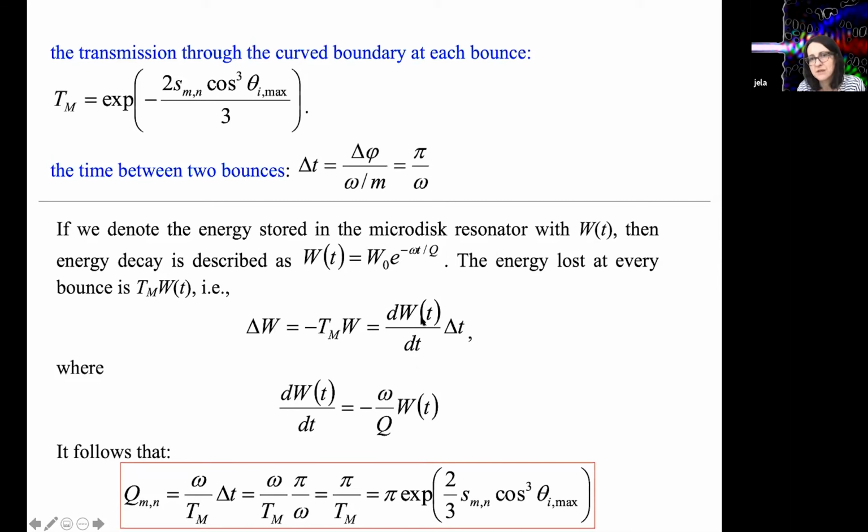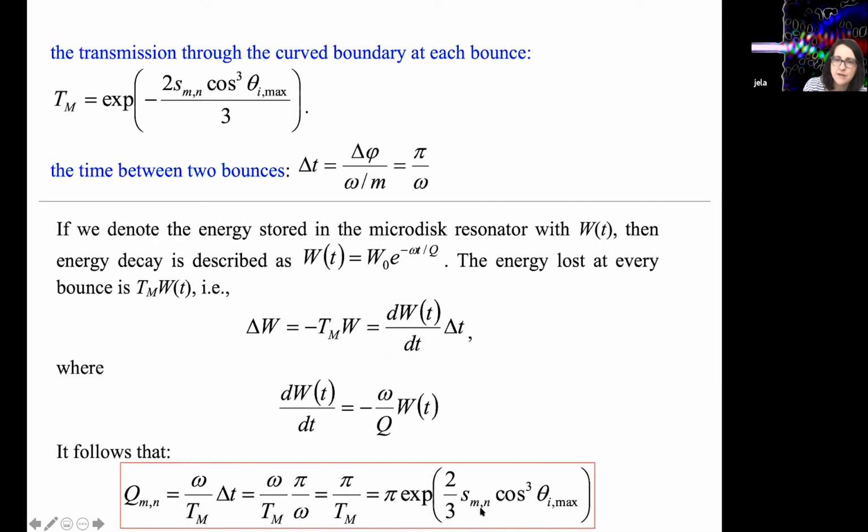So it's the time derivative, dW per dt, times the amount of time between the two bounces, which is pi over omega. Now when you compare these two expressions, you already have the time derivative of the energy as minus omega over Q times energy. You plug it back in here, and you can find the relation between the Q factor and this transmission coefficient, and you also know delta T is pi over omega. So when you put everything together, you've obtained the Q factor given here, right? And obviously you recognize the same expression that we had in the transmission coefficient. So the Q factor of the mode given by the numbers M and N, TE M N, would be given by this expression here.